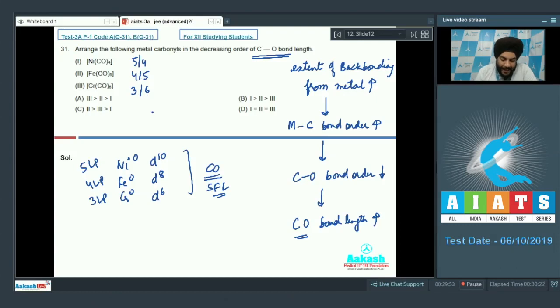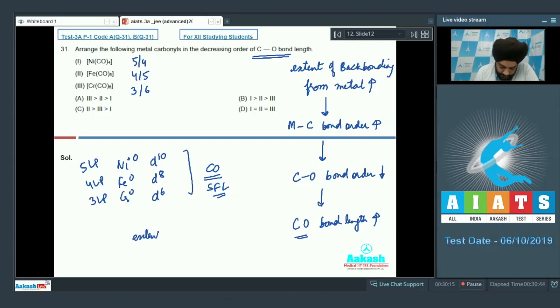So if we talk about the extent of back donation, we can clearly see that the extent of back donation will be maximum in NiCO4, followed by FeCO5, followed by CrCO6. So the extent of back donation is going to follow the order 1 more than 2 more than 3. So the bond length between C and O is also going to follow the same order.